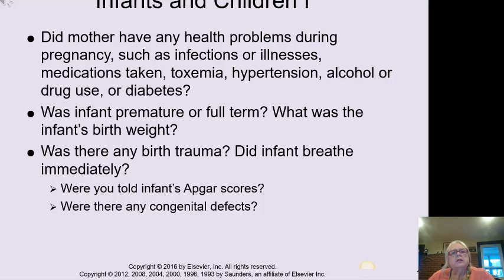Infants and children, did mom have any difficulty during her pregnancy? Was she exposed to toxemia, alcohol, drug use? I think this is where we'll talk a little bit about what alcohol does to fetuses and how the children are born. And was the infant premature or full term? Was there any birth trauma? What were the APGAR scores? Those are things that you would ask.